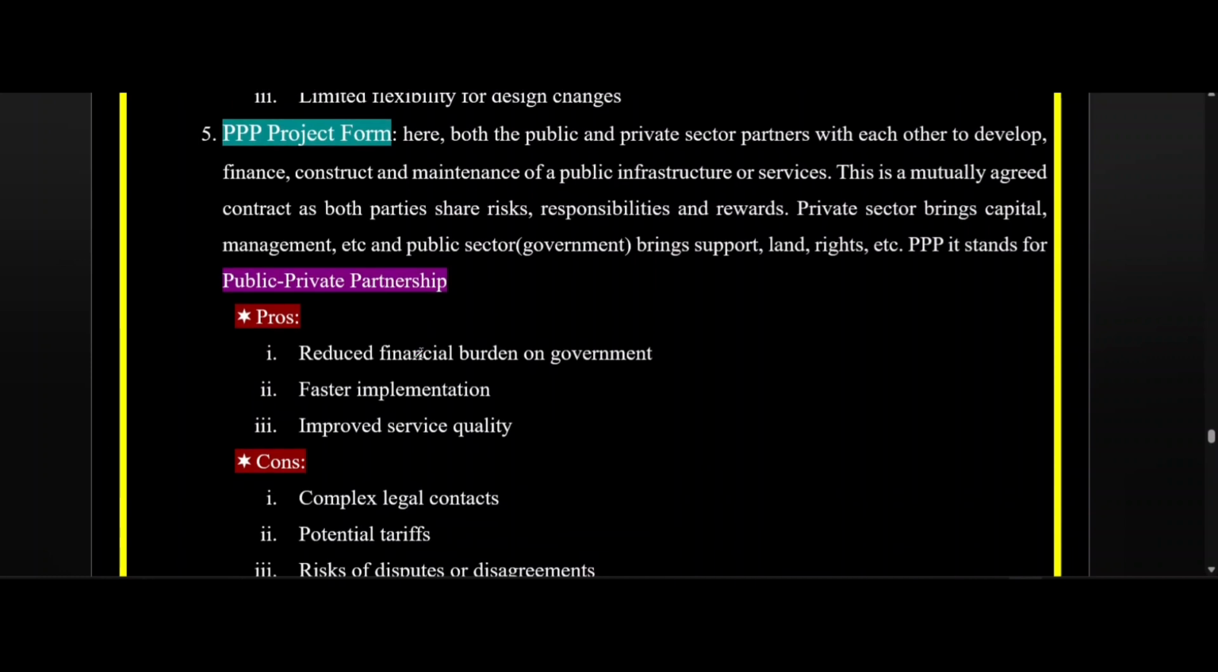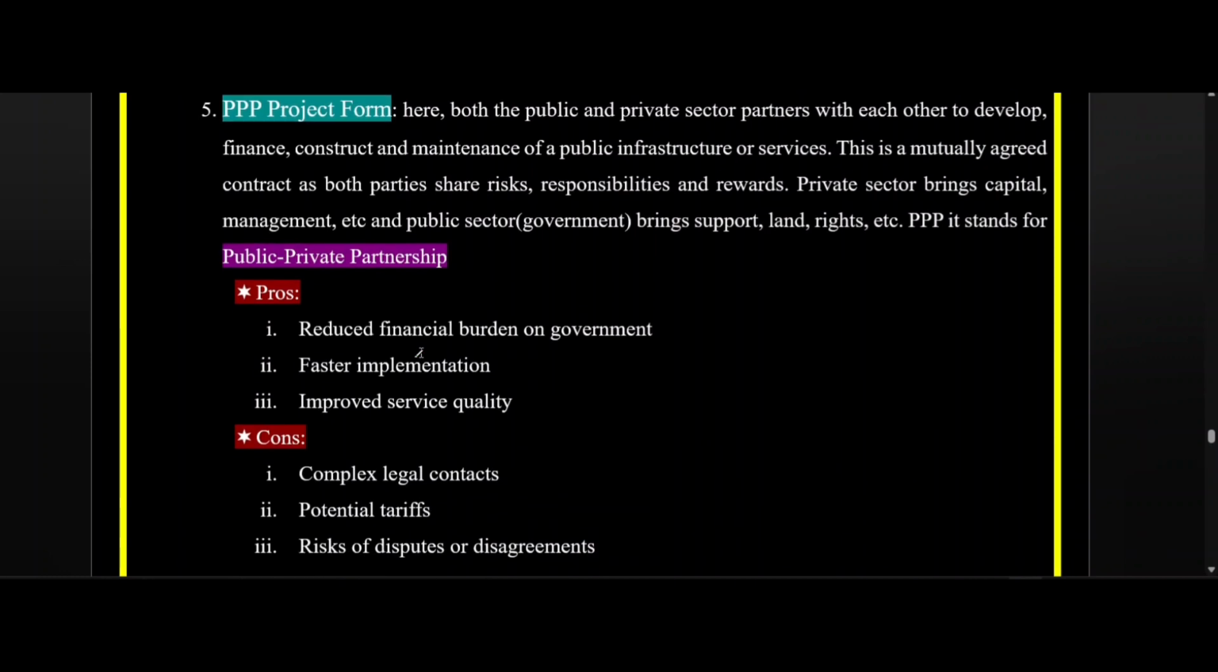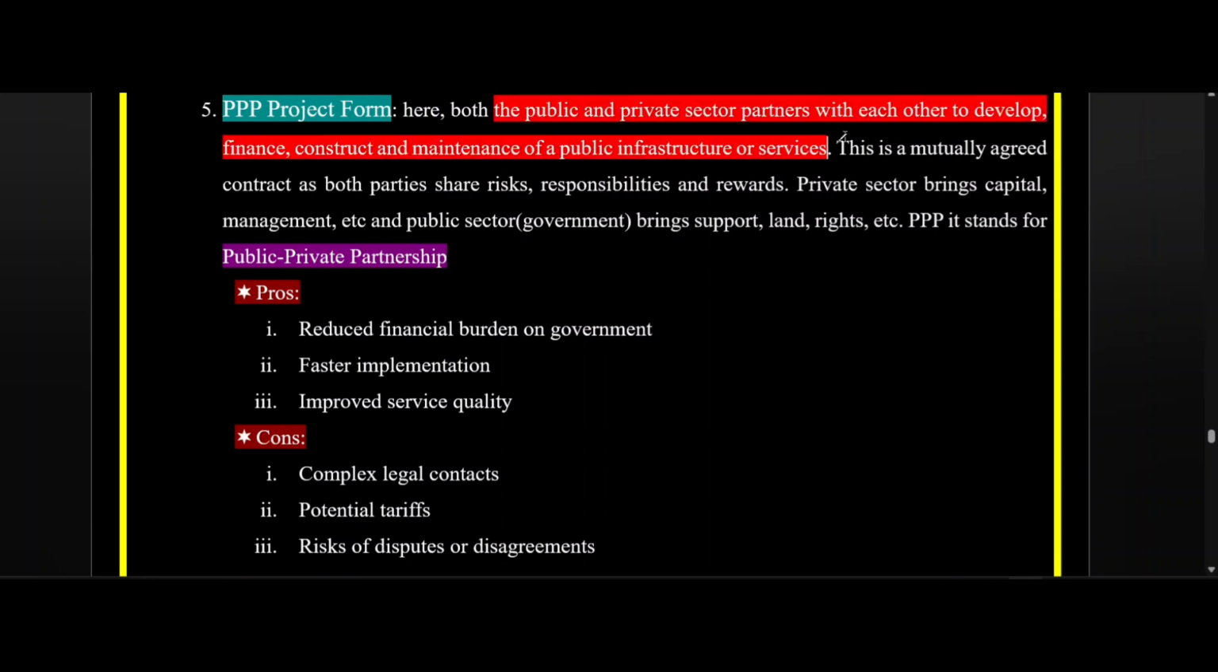Let's move to the fifth and the last type of project form, that is PPP project form or triple P project form. Here both the public and private sector partner with each other to develop, finance, construct and maintain a public infrastructure or service. This is a mutually agreed contract as both parties share risk, responsibilities and rewards. Private sector brings the capital, management, etc. Whereas the public sector or the government brings support, land, rights, etc. The PPP or triple P stands for public private partnership.